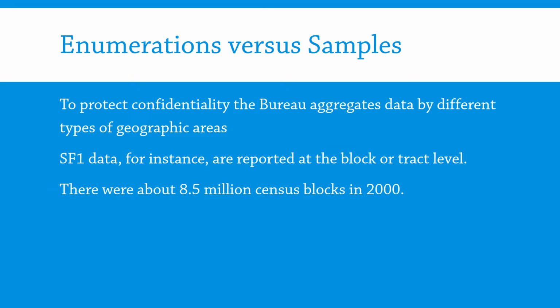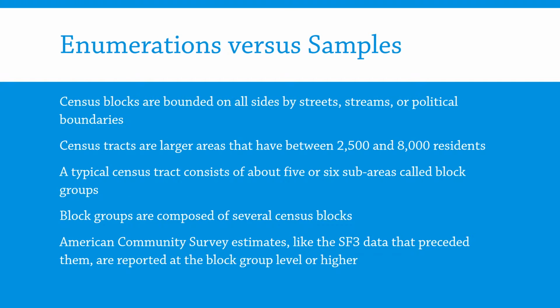So to protect the confidentiality, the Bureau aggregates data by different types of geographical areas. For instance, the SF1 data is reported at the block or tract level. There's about 8.5 million census blocks as of the year 2000. Census blocks are bounded on all sides by streets, streams, or political boundaries. Census tracts are larger areas that have between 2,500 and 8,000 residents. A typical census tract consists of about 5 or 6 sub-areas called block groups. Block groups are simply a group or cluster of census blocks.